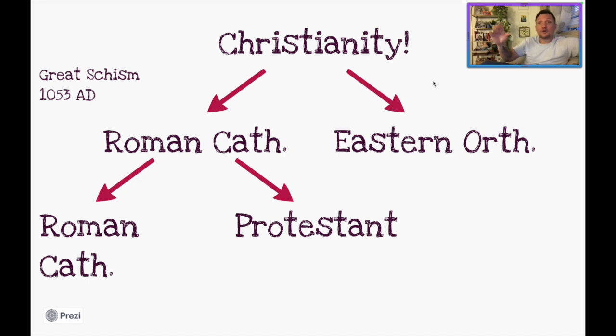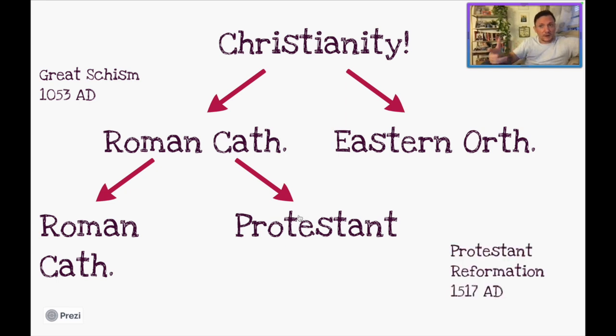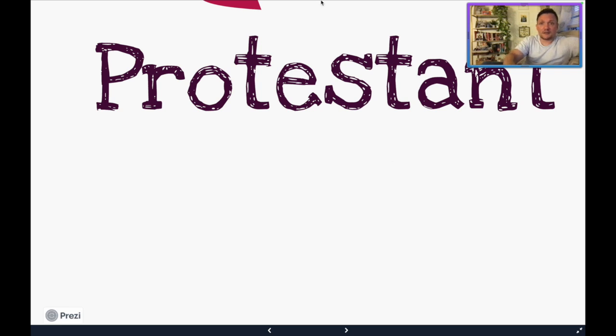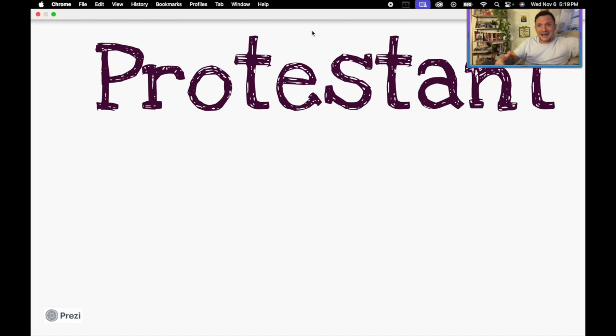What will happen is Roman Catholics, some of them will stay Roman Catholic, and then the ones who break away from Roman Catholicism will be known as Protestants, right? And this Protestant Reformation began in 1517, right? Now, really quickly, when you're looking at the word Protestant, basically what it refers to is any type of Christian that's not Catholic, right?